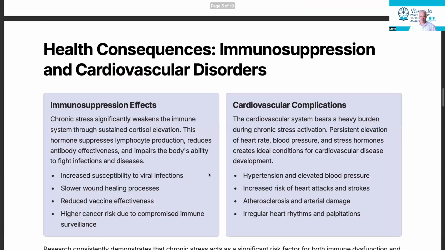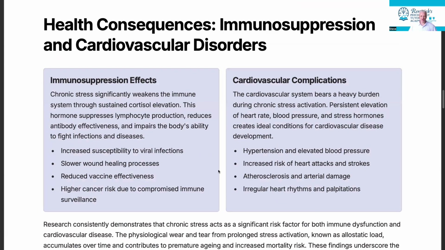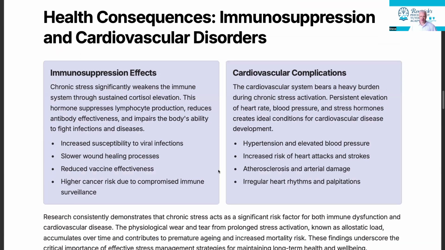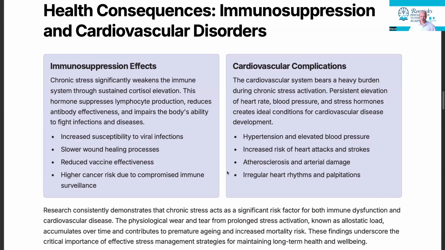So immunosuppression, or global immunosuppression, so this is some of the health consequences of chronic stress. So chronic stress weakens the immune system, suppresses lymphocyte production, reduces antibodies, and impairs the ability to fight infections and diseases, which put you more at risk of things like cancer, slower healing if you've got a wound, etc.